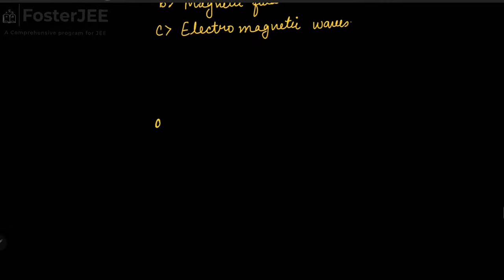Suppose there is a charge. It is kept at rest, that is, its velocity is 0. Then it will create electric field around it. We will discuss this field later, but for the time being, we will say it will produce only electric field around it.